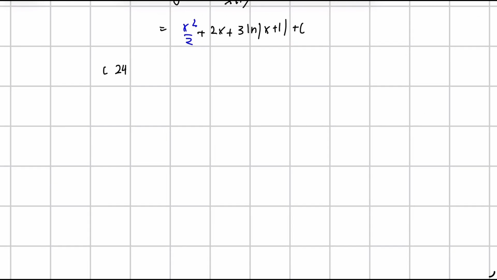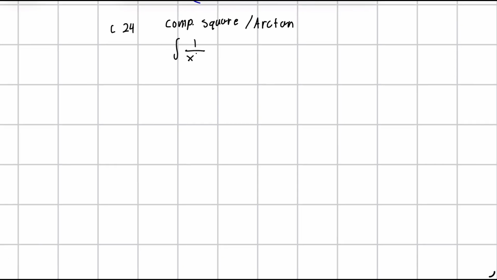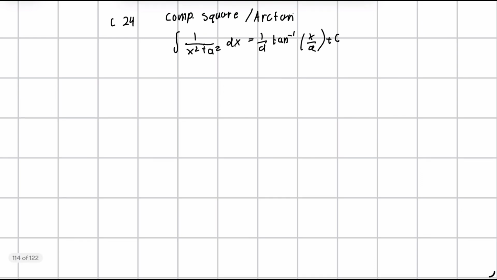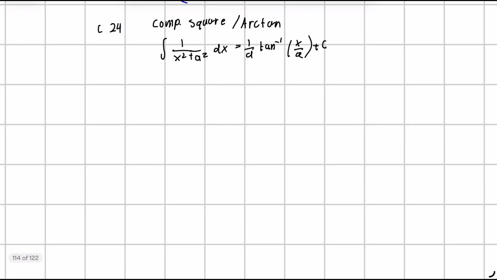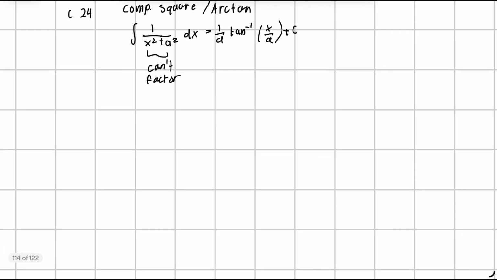Now for our 24th case, we have to complete the square, aka when we have arctan. So the formula for this is the integral of 1 over x squared plus a squared dx is equal to 1 over a times tangent inverse of x over a plus C. So basically, if you have quadratic denominators that cannot factor, they're going to become arctan. So you may have to complete the square if needed, and then you're going to match your u squared plus a squared, and then we're going to use the arctan formula.